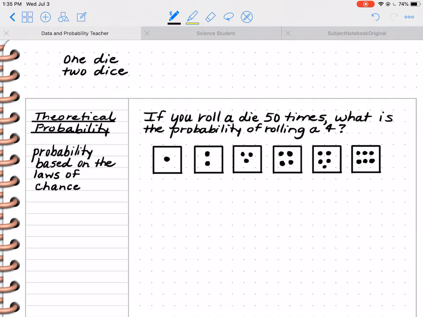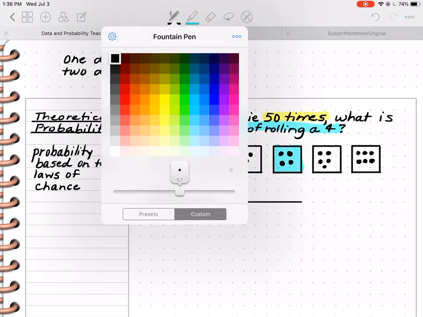So if you roll one die 50 times, and that's important, what is the probability of rolling a 4? That is also important. So we are only interested in this side right there, at least for the probability part. So the first thing we need to do is set up a probability problem. The probability of rolling a 4. And remember, I showed you how to do this, but it's been a little while, so let's look again.